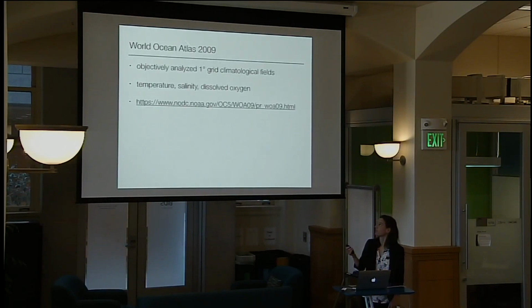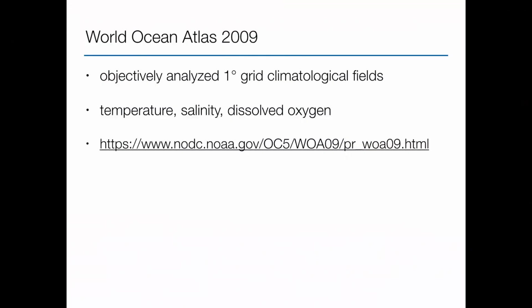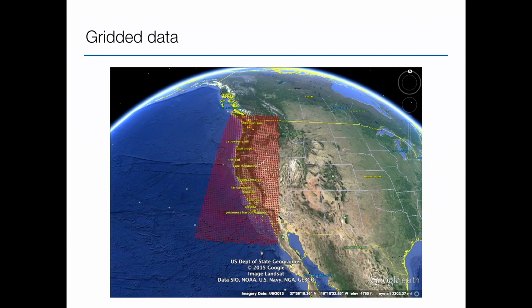One of these resources is called the World Ocean Atlas. This is data that's been objectively analyzed to a 1-degree grid, and you can get a bunch of different variables from it. They create these grids by taking averages and interpolating to the grid, and then they make that available as a resource in terms of gridded data.